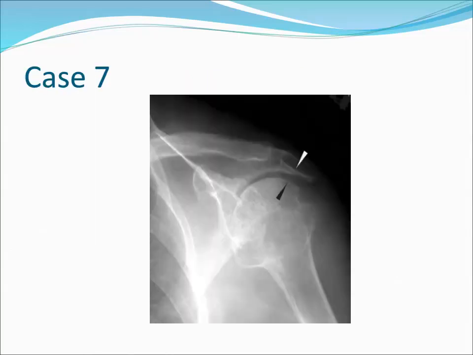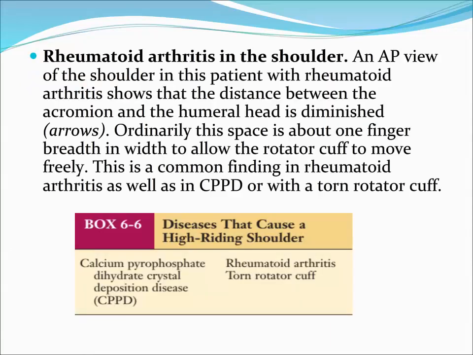Rheumatoid arthritis in the shoulder. An AP view of the shoulder in this patient with rheumatoid arthritis shows that the distance between the acromion and the humeral head is diminished, arrows. Ordinarily this space is about 1 finger breadth in width to allow the rotator cuff to move freely. This is a common finding in rheumatoid arthritis as well as in CPPD or with a torn rotator cuff. Please see below table as well.